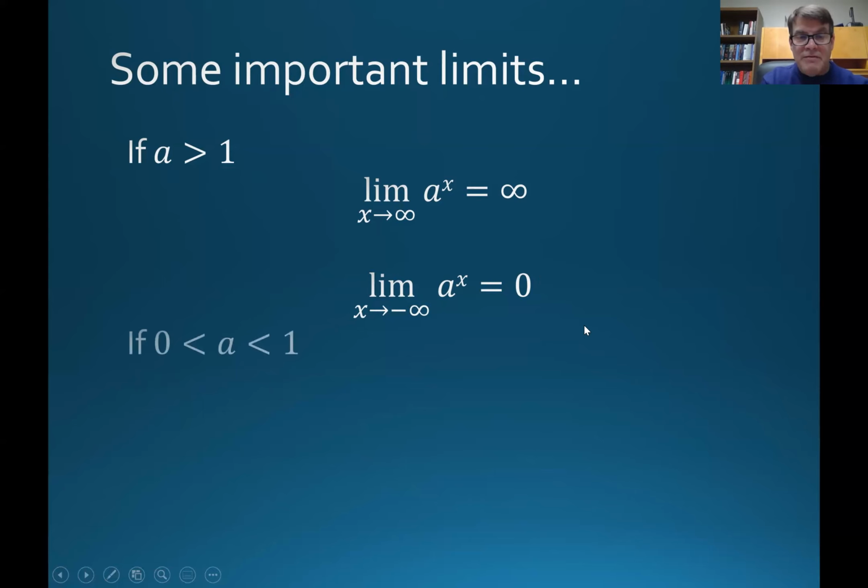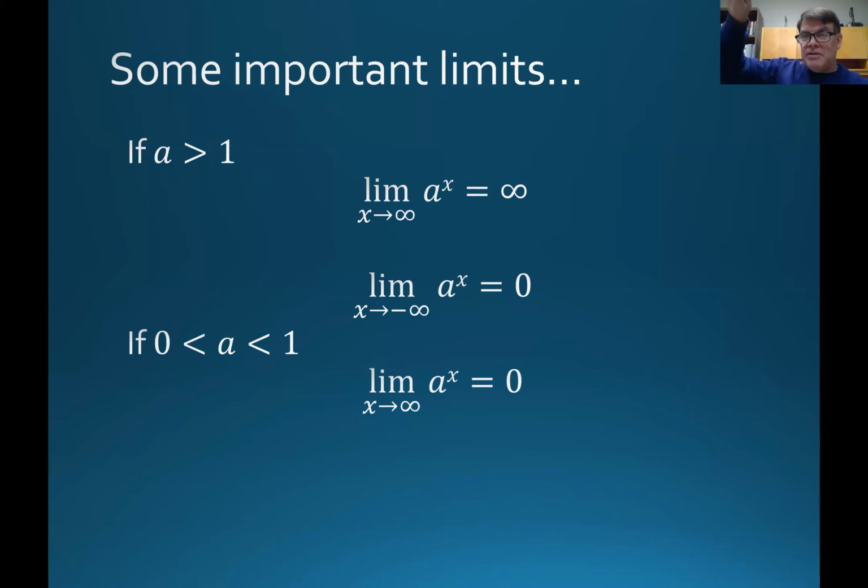Now if a is in between these two, remember, if a equals 1, it's horizontal at y equals 1. But if a is in between 0 and 1, then it's going to be the opposite of what we just said. Then the limit, let me see if I can do this right. It's like this, isn't it? Yeah, it should be the mirror image of what I'm doing. Look at the chart in the book to make sure I'm right. I think this is right.